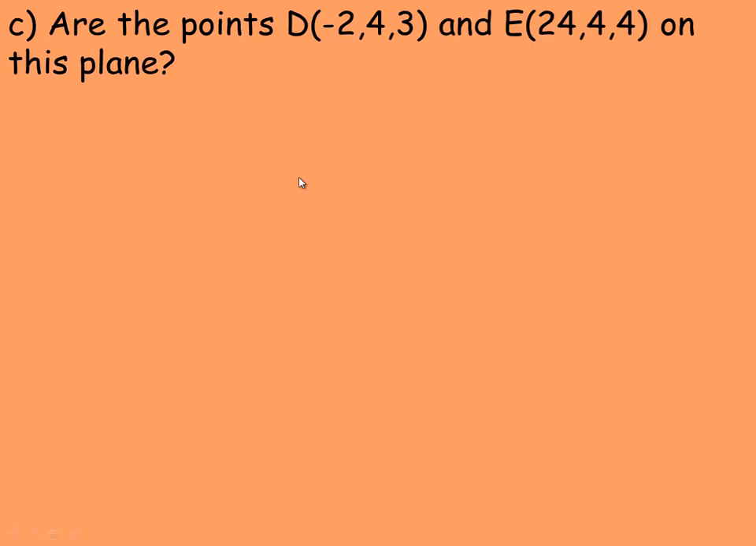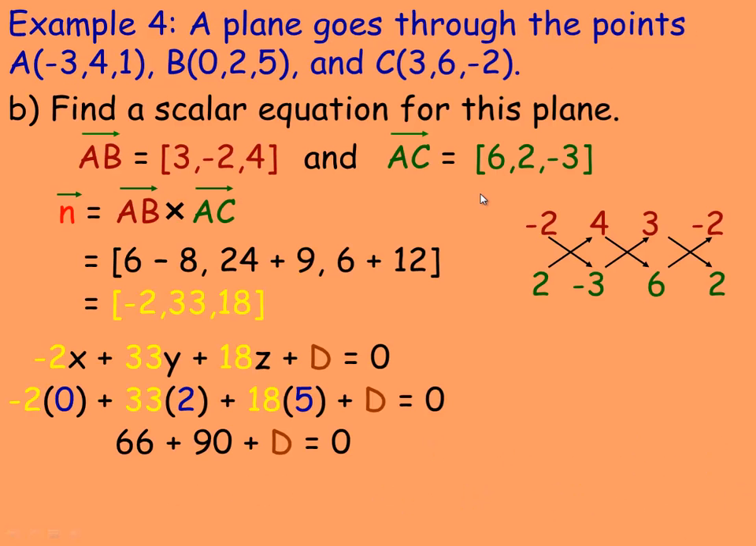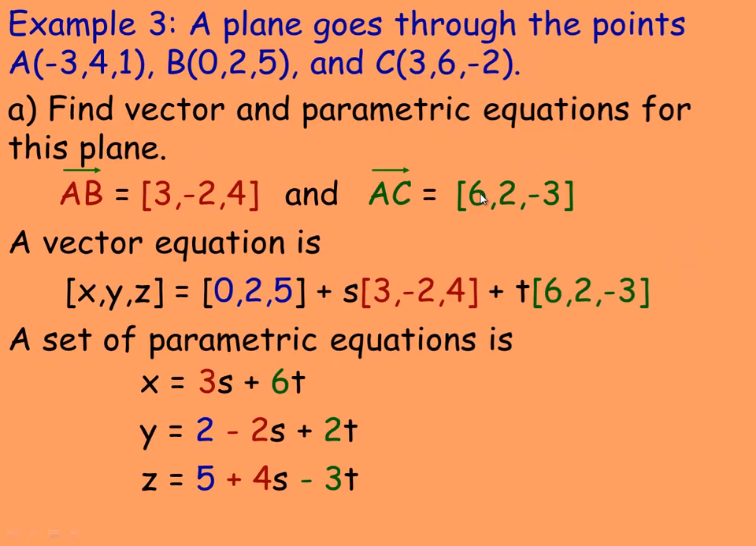Now, one last example here, C. We're asked, are the points D and E on this plane? Now, if you're using the vector or parametric, actually parametric are the easiest of those, you would substitute those coordinates from the point in place of x, y, and z, and then solve to find if there's a single value of s and a single value of t that gives you those points. And that's a bit long.